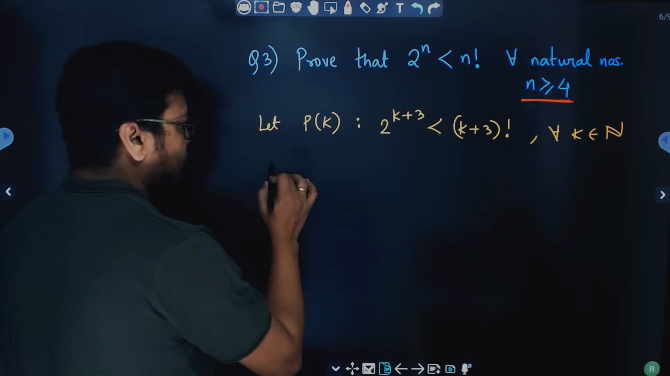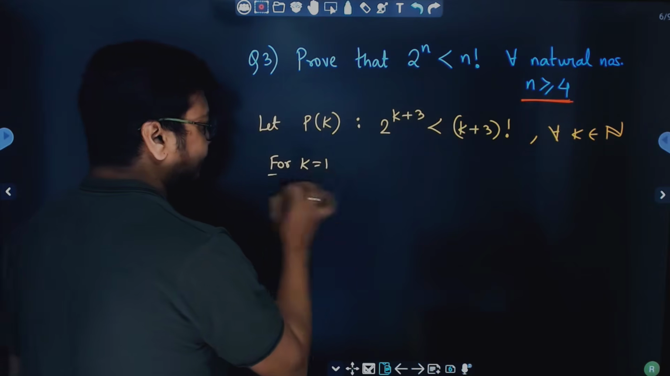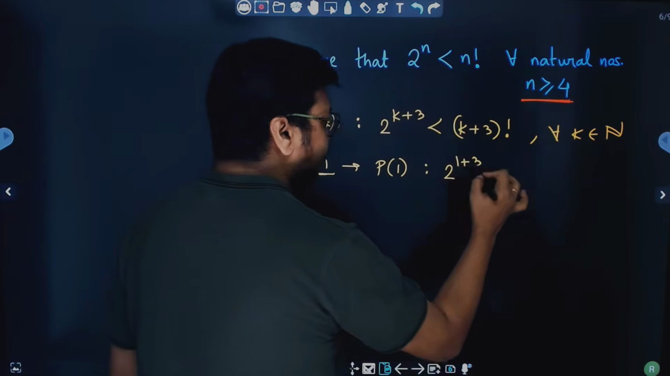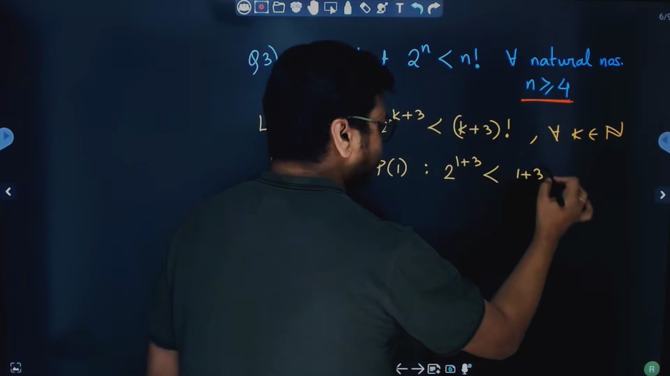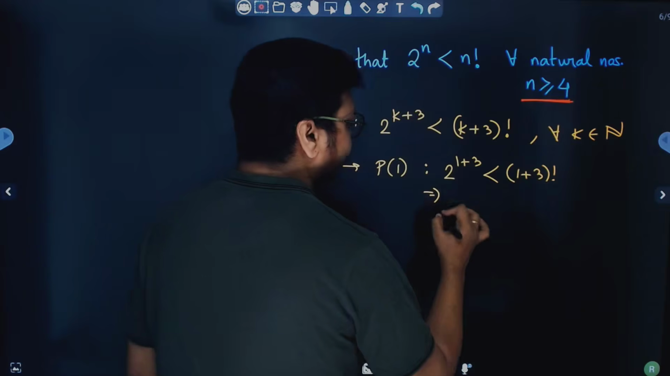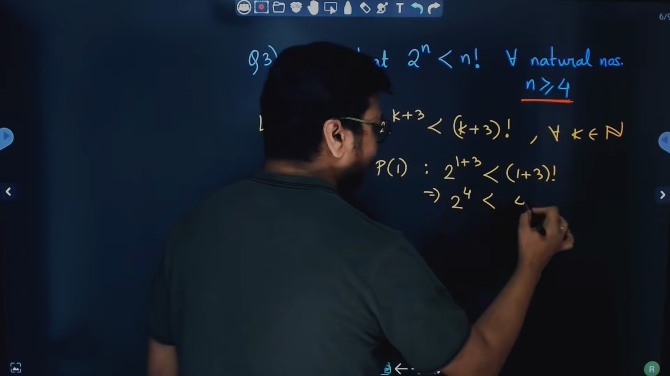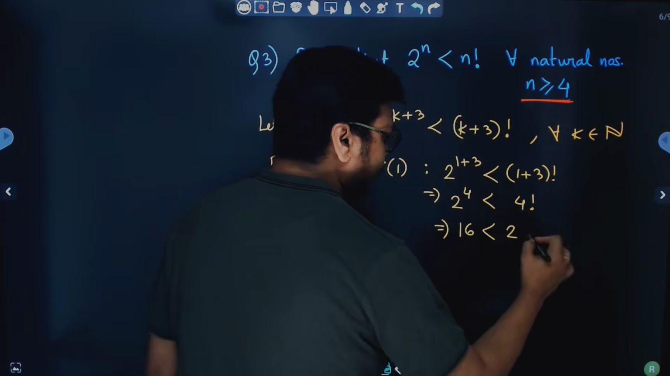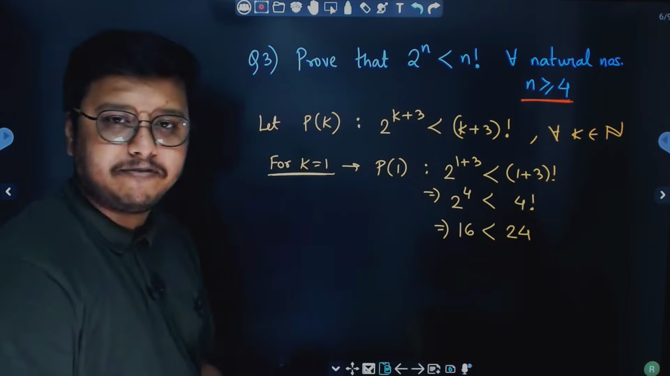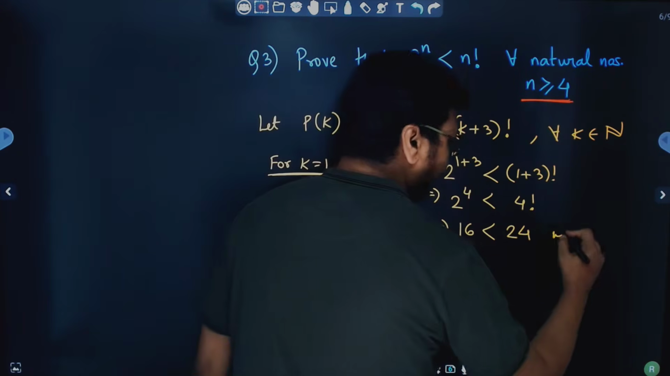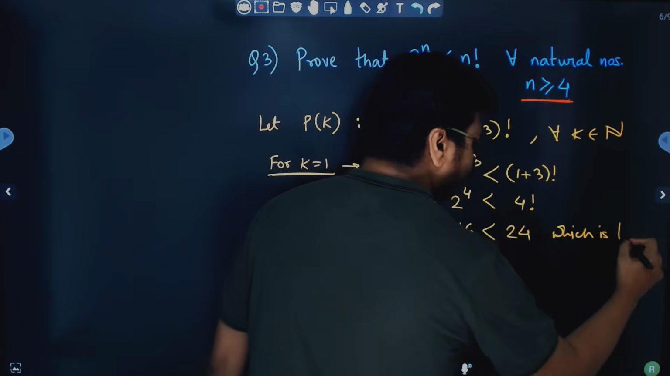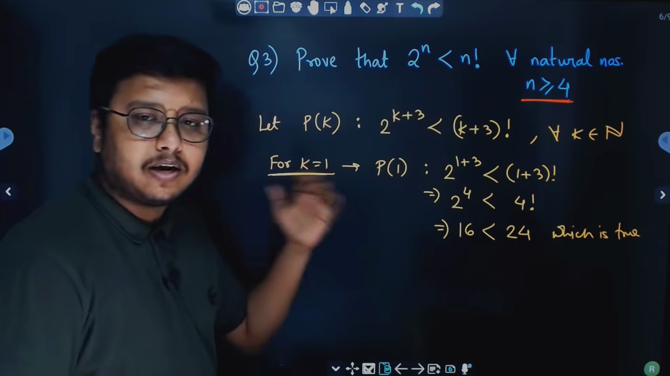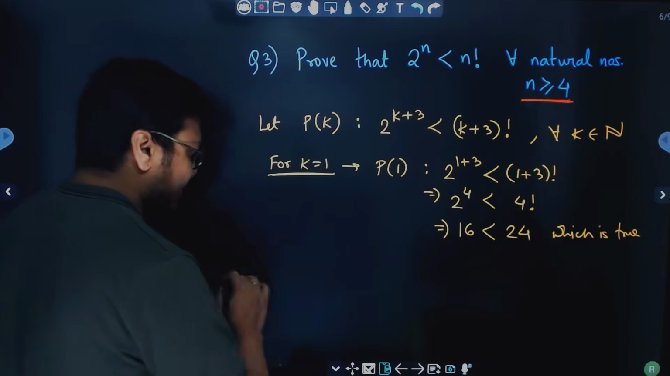Okay, so for k value 1, P1 would be 2 to the power 1 plus 3 less than 1 plus 3 factorial. So that would mean 2 to the power 4 less than 4 factorial. That would mean 16 less than 24. And that's definitely true. Right, so for k equals 1, we have proved our statement.